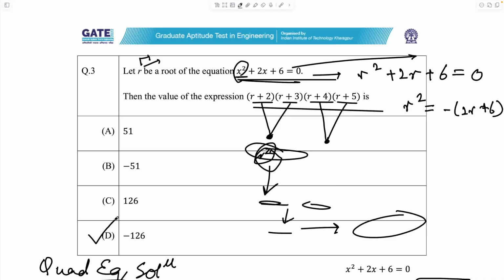Very simple question, but requires a bit of practice in your arithmetic, because you are applying some tricks over here, right? It's not that direct forward, right?